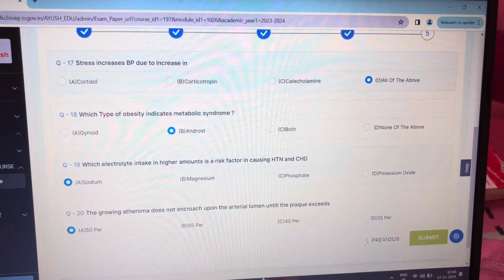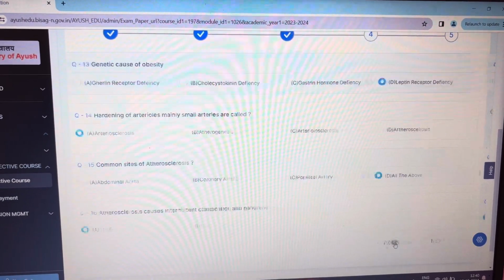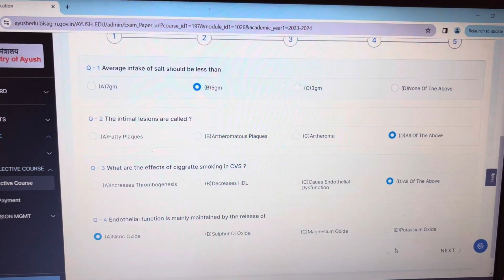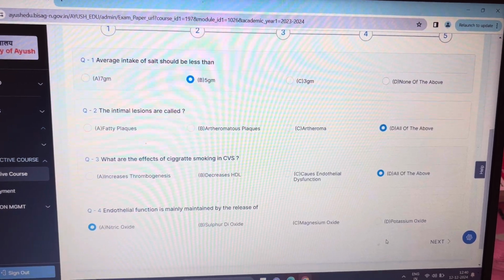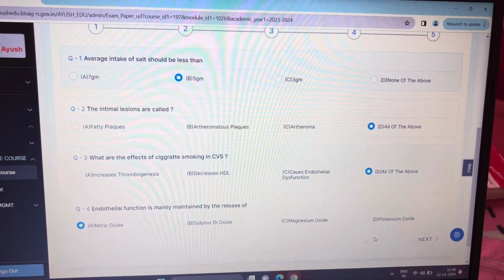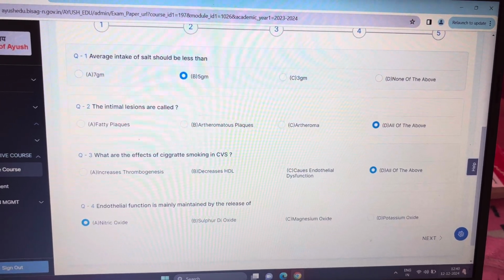Well, today I am giving you the answer key of module 4 of cardiology. Answer of question 1 is B, 5 gram. Answer of question 2 is D, all of the above. Answer of question 3 is D, all of the above. Answer of question 4 is A, nitric oxide.